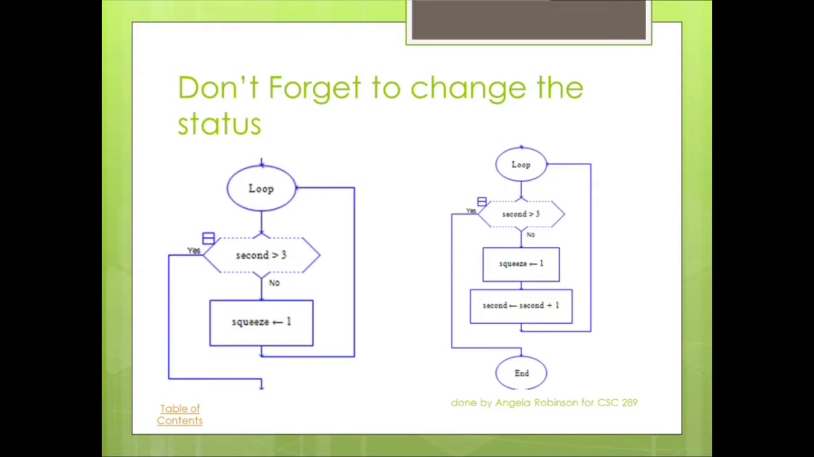Here I show two flowcharts done in Raptor. The one on the left is an infinite loop. Can you spot the difference? The one on the right has the increment of the counter variable, which allows for the condition of the second variable to be false at some point and end the loop.